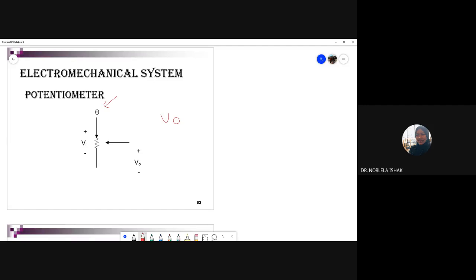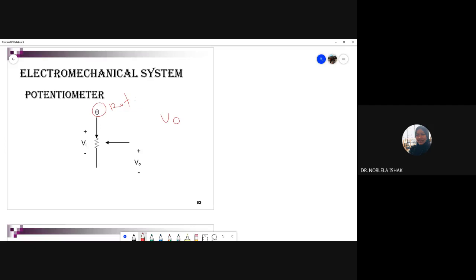This is a linear potentiometer or rotary potentiometer. I give you an angle, so it is rotary, because this is labeled with the angle, theta. Theta normally is a symbol for something that rotates. This is a rotational mechanical system.